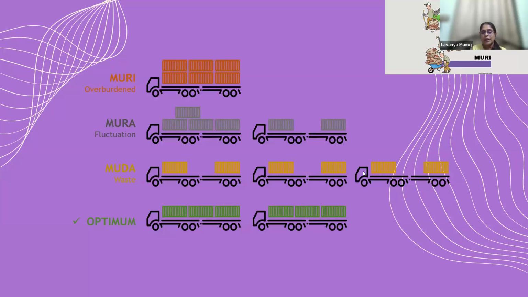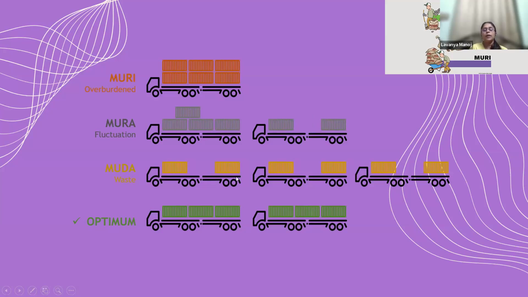So this is just an illustrated example of Muda, Mura, and Muri. Little comical. So Muri is overburden. You can see that with one vehicle, you're trying to transport a maximum number of products. So obviously, either the machine breaks down or the products get damaged. Mura is something which is fluctuation. In one vehicle you are trying to add more products, and the other vehicle doesn't have any value at all. It has more space, more time left out. So economy of scale is not met.